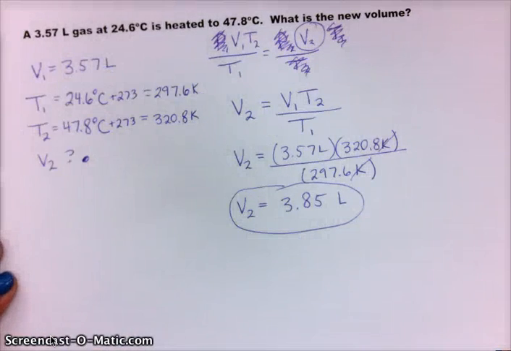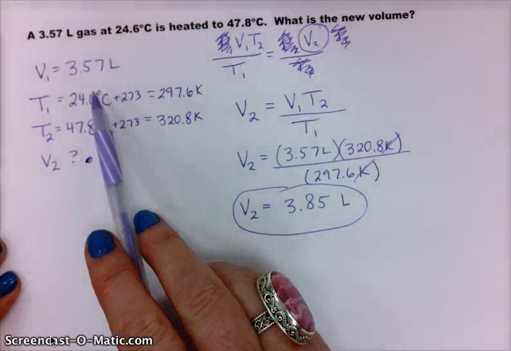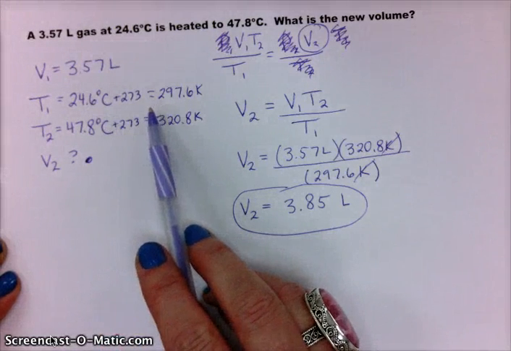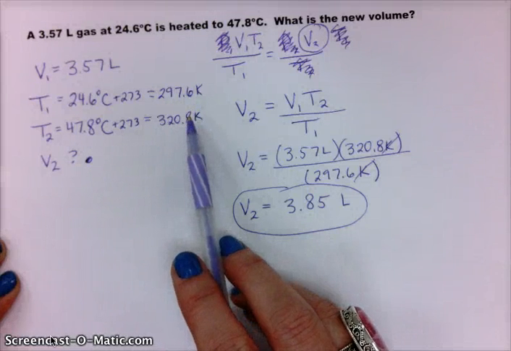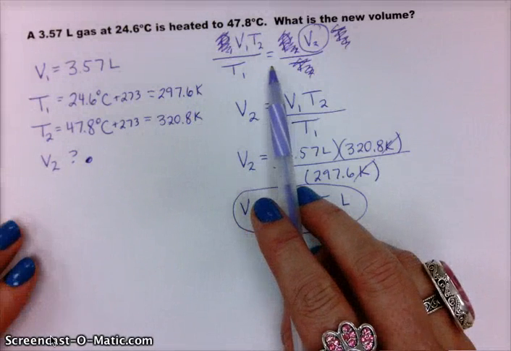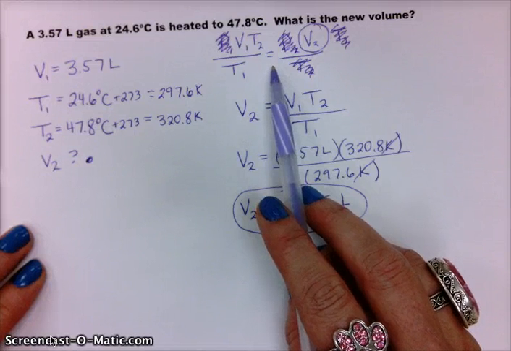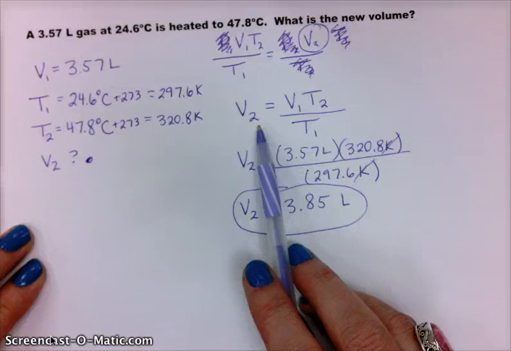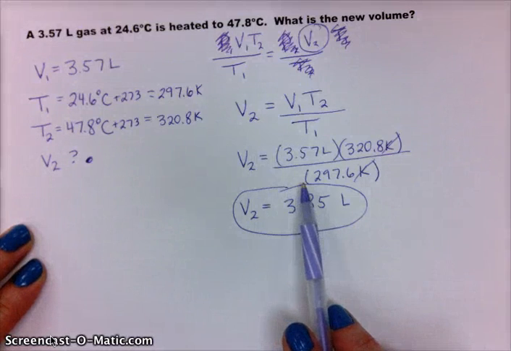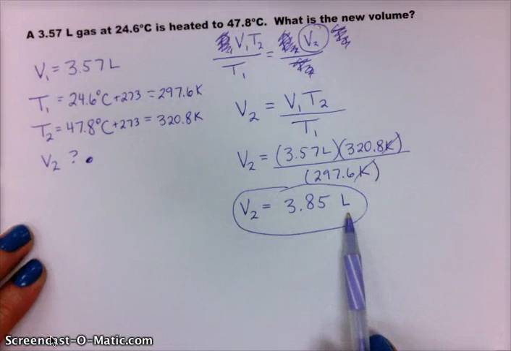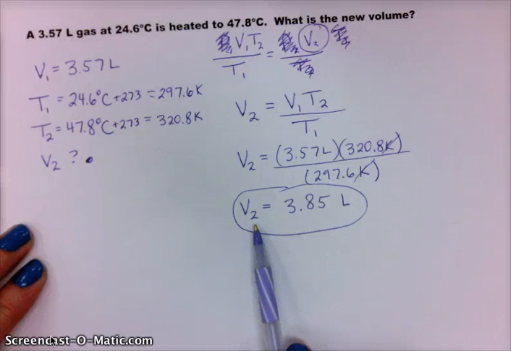Things to remember are to identify your variables when reading the problem, immediately change your Celsius temperatures to Kelvin, write down your equation, canceling out any variables that are not mentioned or stay the same, solve for your unknown variable, and then finally plug in, paying attention that your units do in fact cancel and the unit you end up with does match your unknown variable.